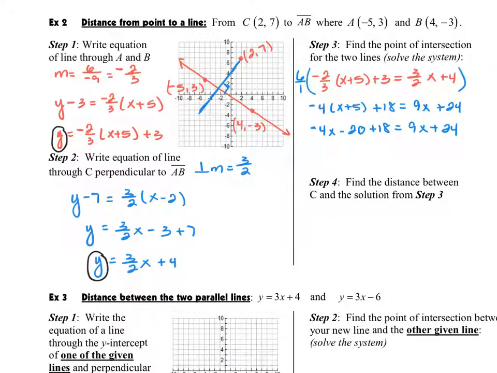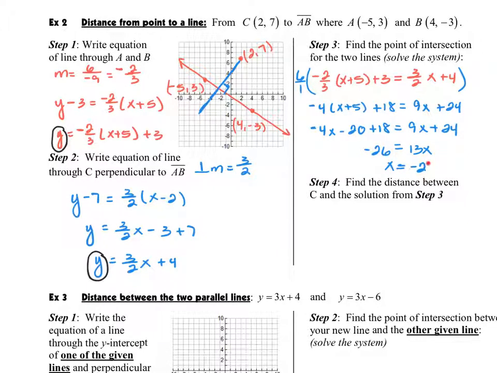I can keep solving. I'm going to move my variables to the right, so I have a 13x. I move all of the constants to the left, collecting those like terms, and I get a negative 26. So my x value is a negative 2.